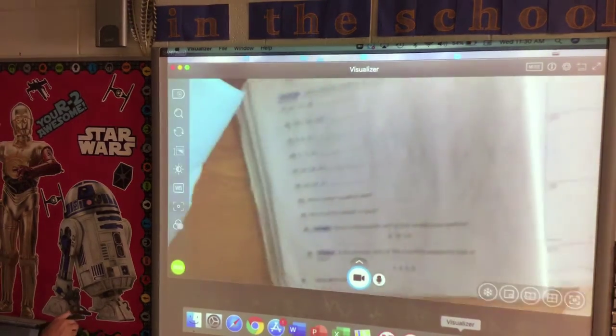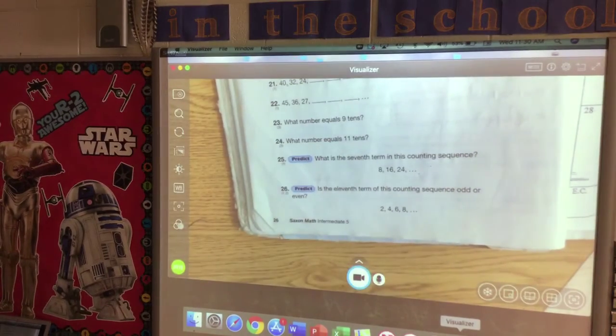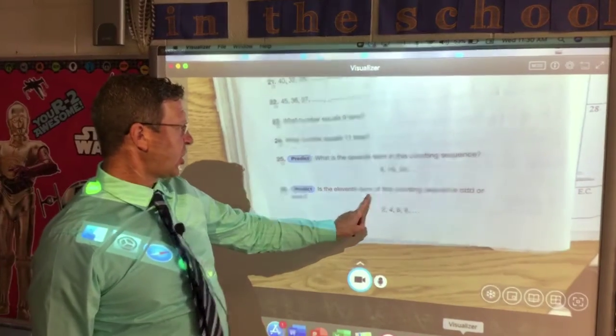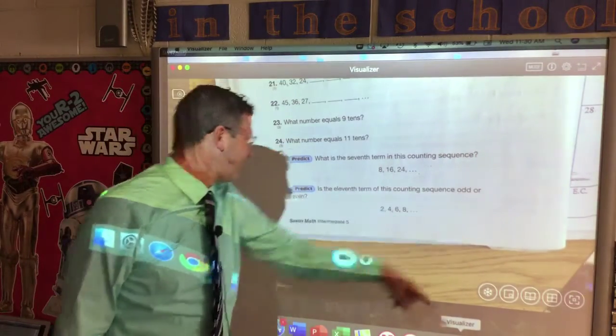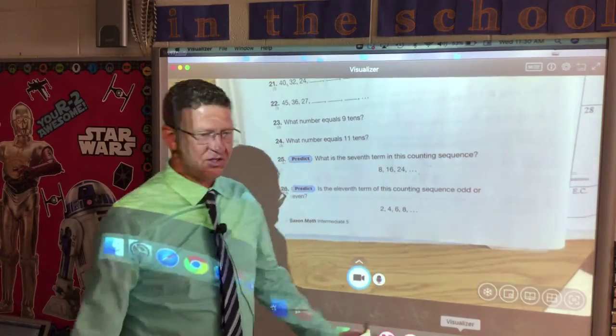Jump to 26. They ask some questions like this. I kind of like this question because it's kind of easy once we start thinking about it. It says, is the 11th term of this counting sequence odd or even? Now, guys, you don't have to write out 11 terms here. Let's just do it like this.